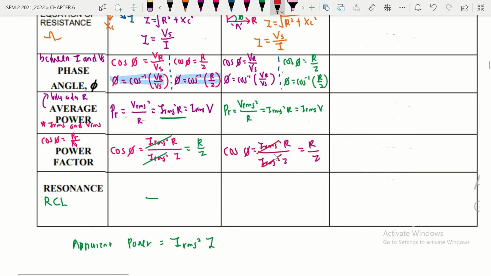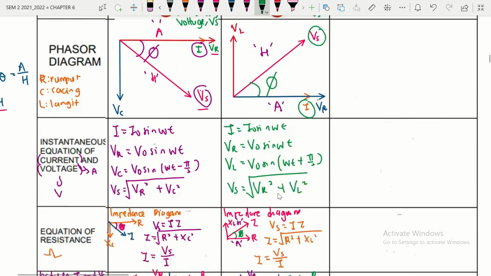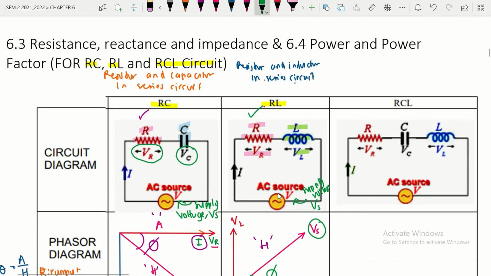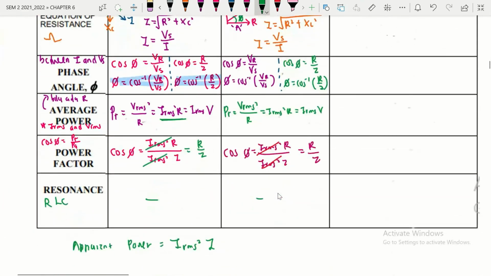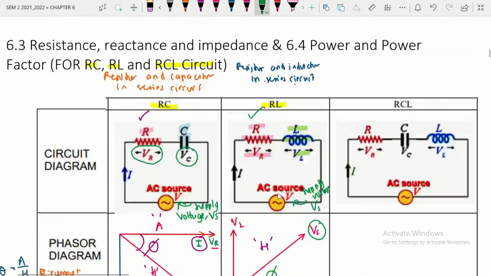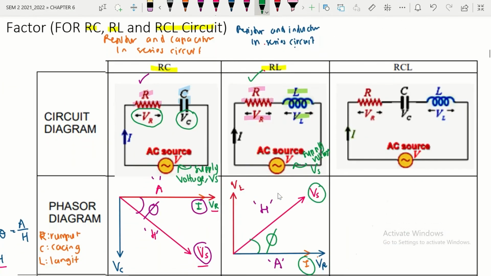Ni potong. Okay, resonance. Resonance hanya berlaku kepada RLC circuit. Okay, dia hanya berlaku kepada RLC. RCL pun boleh, doesn't matter. Tapi orang selalu sebut sebagai RLC circuit. Tetapi ini adalah RL circuit. Jadi, there's no resonance. So, that's all untuk you punya RL circuit.